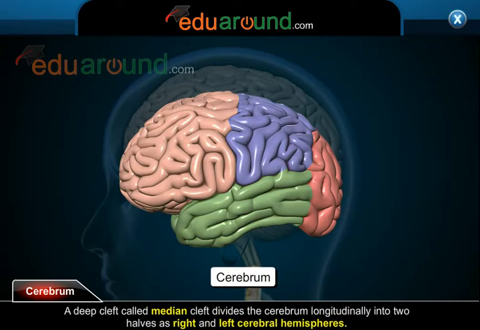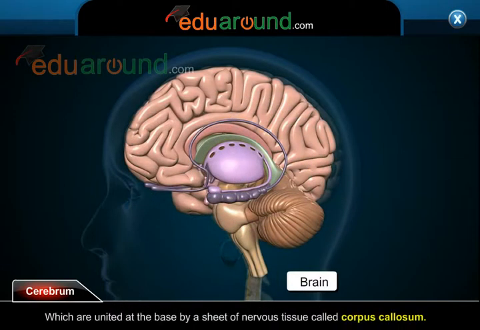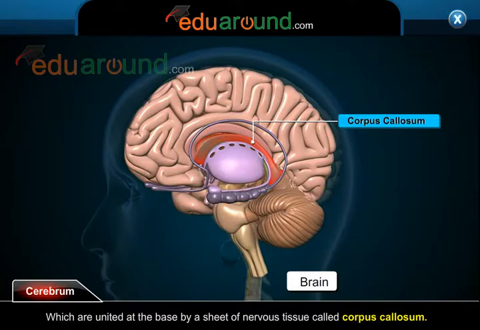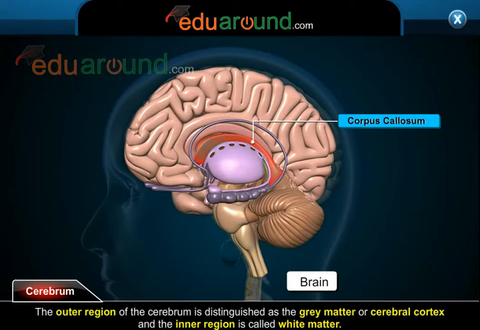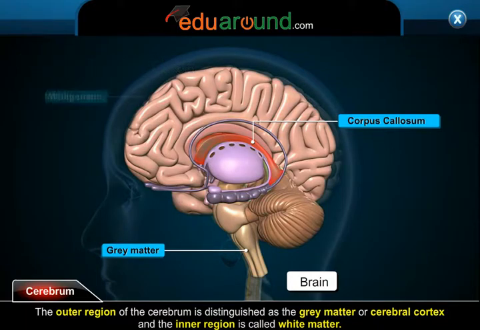A deep cleft called median cleft divides the cerebrum longitudinally into two halves as right and left cerebral hemispheres, which are united at the base by a sheet of nervous tissue called corpus callosum. The outer region of the cerebrum is distinguished as the grey matter or cerebral cortex, and the inner region is called white matter.